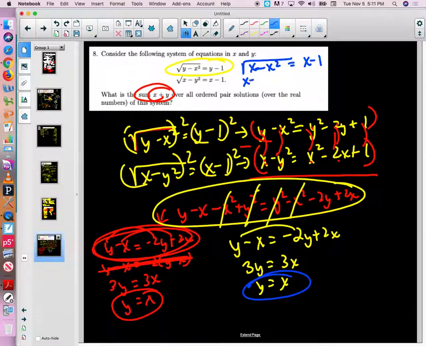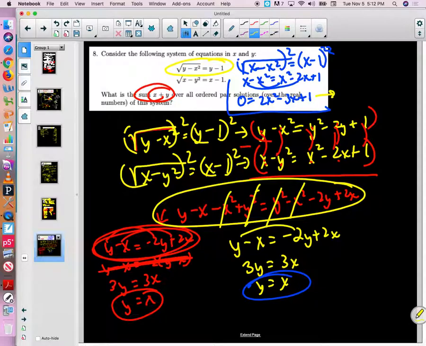Square both sides. X minus x squared equals x squared minus 2x plus 1. So if I get everything equal to 0 here, I get 2x squared minus 3x plus 1. And then I factored that into 2x times x, 1 and 1 minus minus. So my two solutions for x are 1/2 and 1.